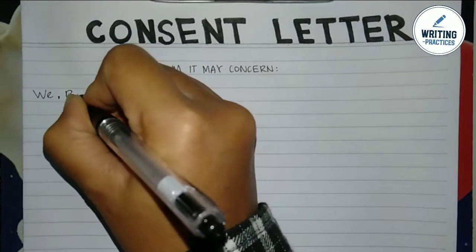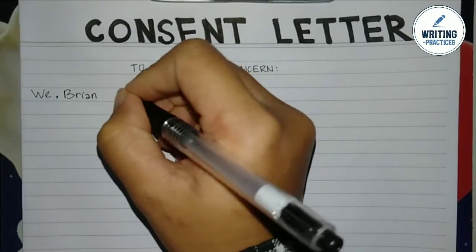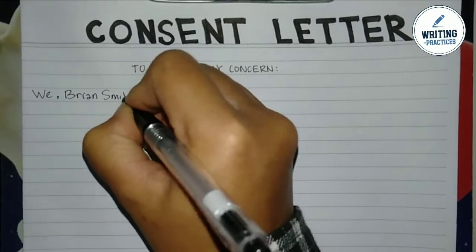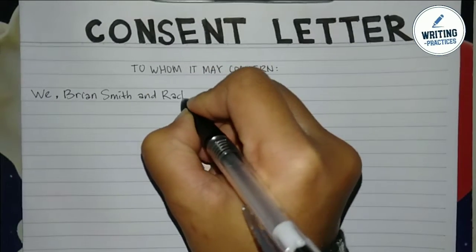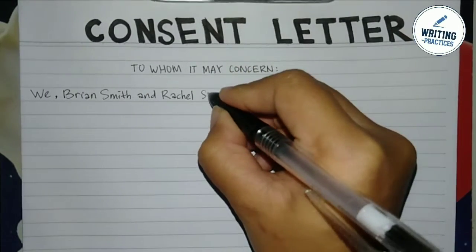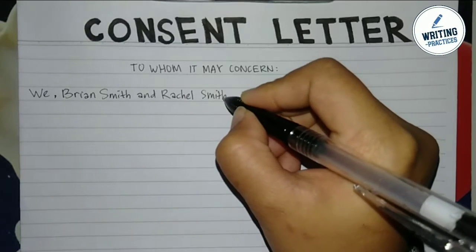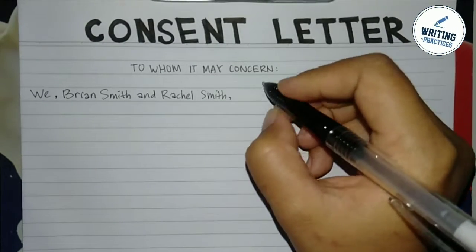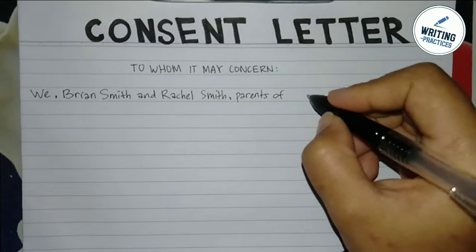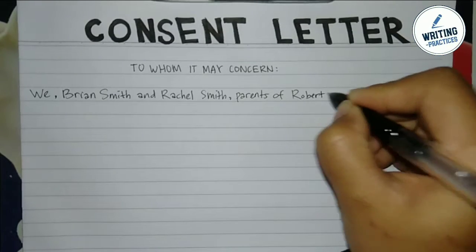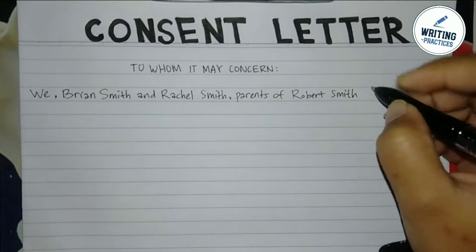Here, Writing Practices will show you how to write a consent letter for child to travel step by step. Check this out. First of all, you will need to write the information about the recipient. But, if you have no idea, just write to whom it may concern. And then, in the first paragraph, introduce yourself first while saying you are giving a permission for your child.